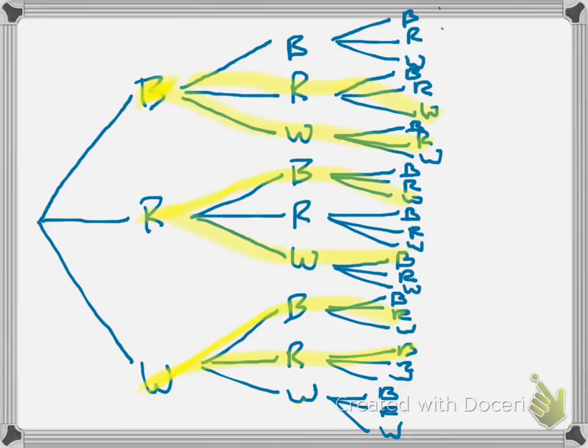So count your little branches, 1, 2, 3, 4, 5, 6. There are 6 out of 27 different ways that you can get one of each color. So you could go ahead and divide that. 6 divided by 27, that's going to be 0.222. Or you could say 22.2%.